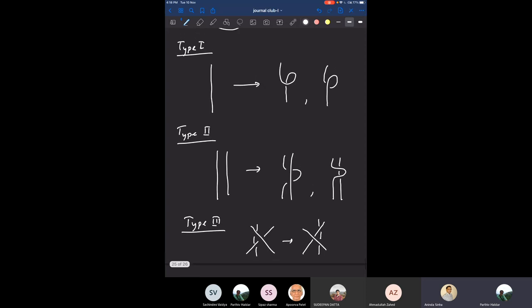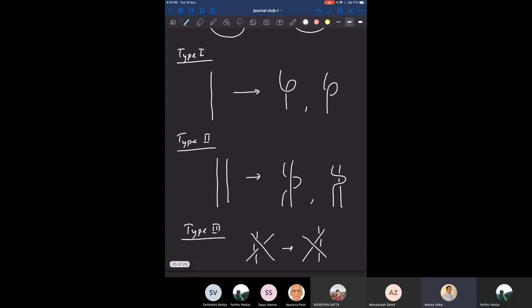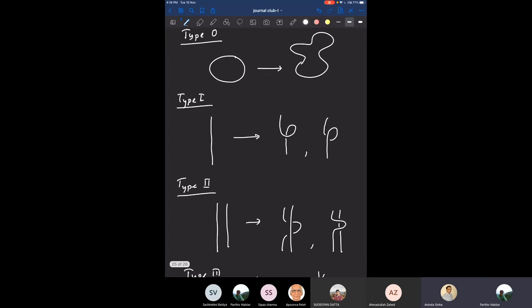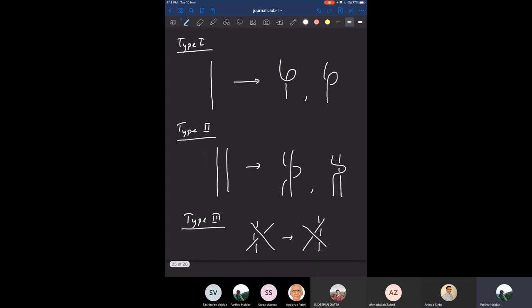How many moves are there? So Reidemeister moves, there are three of them. This type zero is a trivial one, but the main ones are 1, 2, 3. But what I showed is for unoriented knots, where there's no direction. So if you add a direction to it, then there can be multiple moves of each kind.